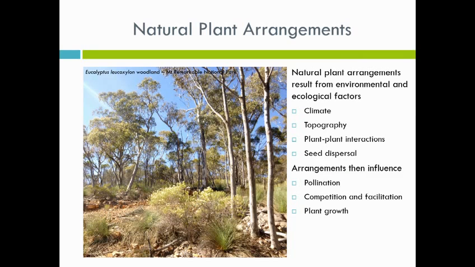So in natural systems, planting arrangements occur for a number of reasons, and that results from broad-scale environmental factors such as climate and topography, also disturbance history, down to fine-scale factors such as plant-plant interactions, so looking at competition and facilitation between plants, and seed dispersal. So these factors can influence things such as population density, population size, distances between individuals, aggregation, and also community composition. And these arrangements are important because they affect the processes that occur within those sites. So they can affect pollination, they can also affect competition and facilitation between plants, and plant growth.